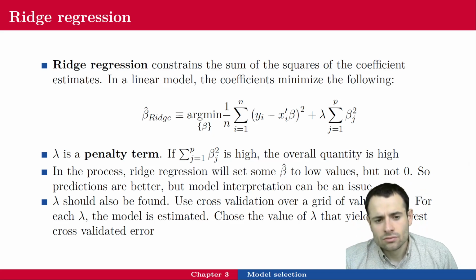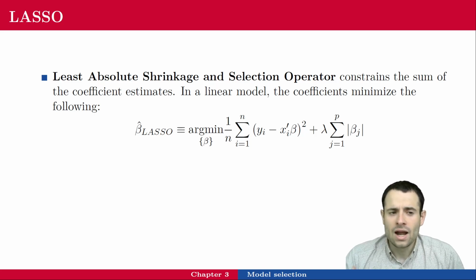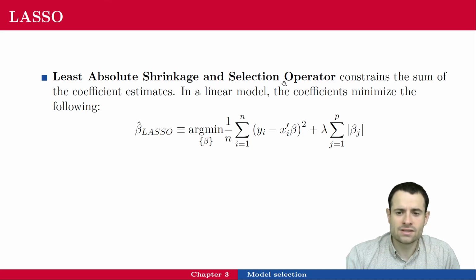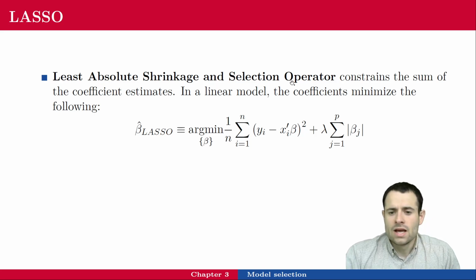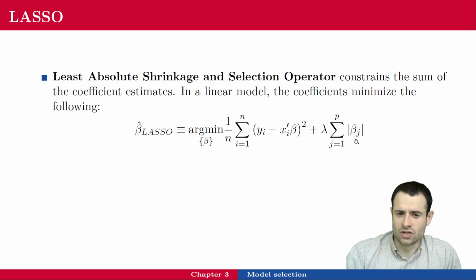So sometimes we might prefer the lasso method to ridge regression method. Lasso stands for least absolute shrinkage and selection operator. LASSO. The idea is the same, but the constraint is going to look different. Instead of looking at the sum of the square of the coefficients, we are going to look at the sum of the absolute value of the coefficients.